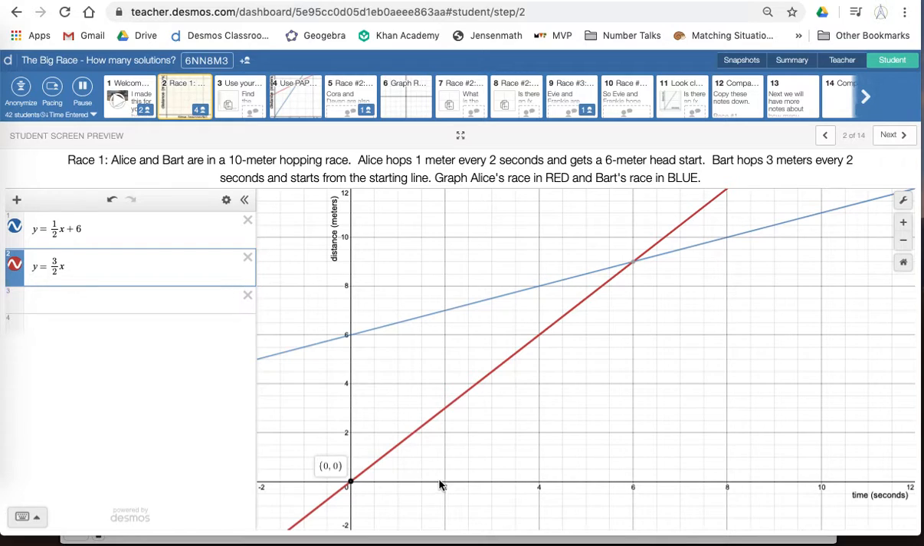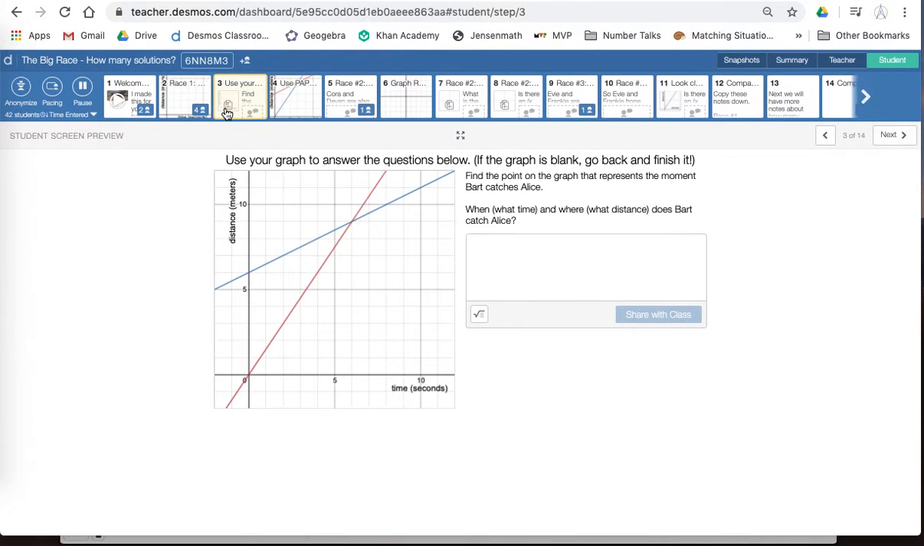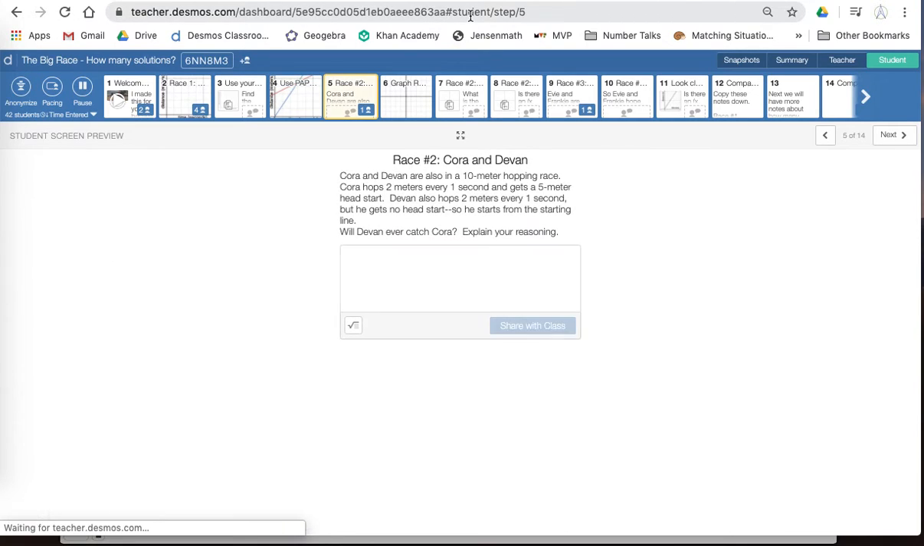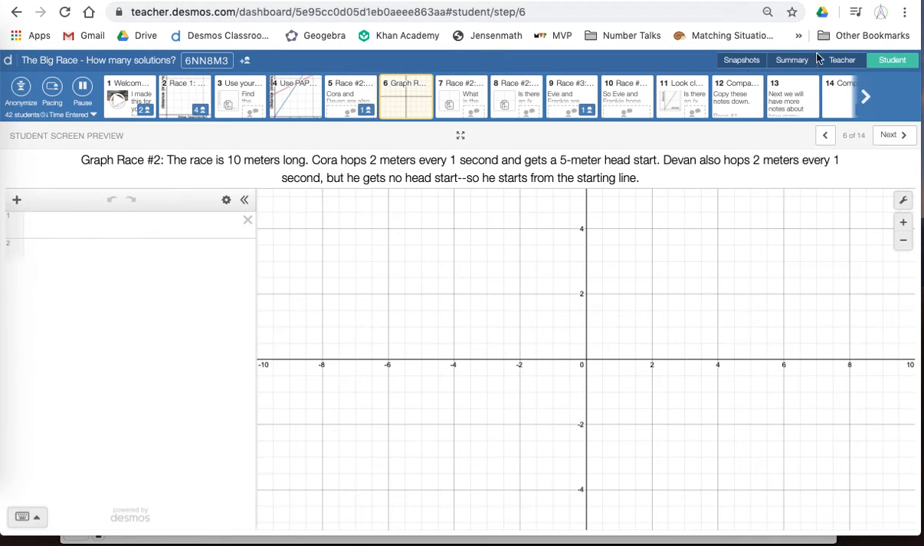And if you go forward 2 seconds in time on Bart, you go up 3 meters on the y-axis to the next point with whole numbers on Bart's line. That's how you'll graph these. And so now you should be able to move forward, graphing and answering the questions that follow.